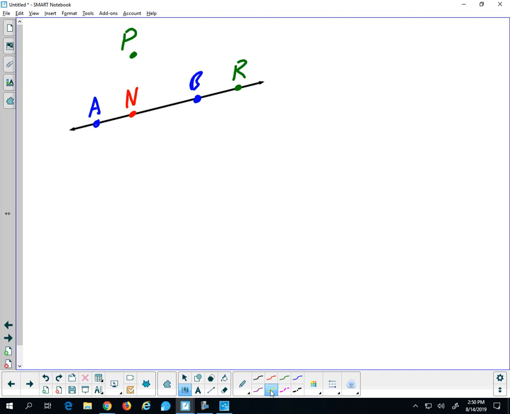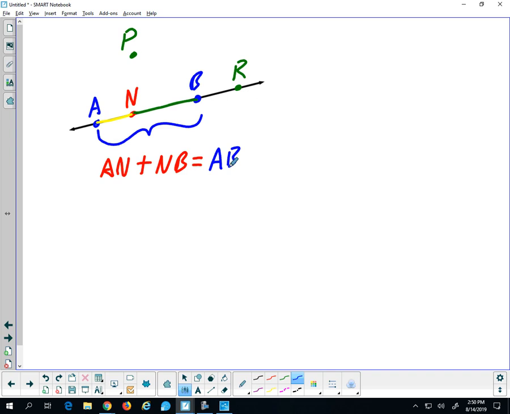And so what that means is that if I look at segment AN, and then I look at segment NB, well, combined, those two make up the full length of A to B. So what that means in symbol form is if I take the length of AN plus the length of NB, that has to equal AB.